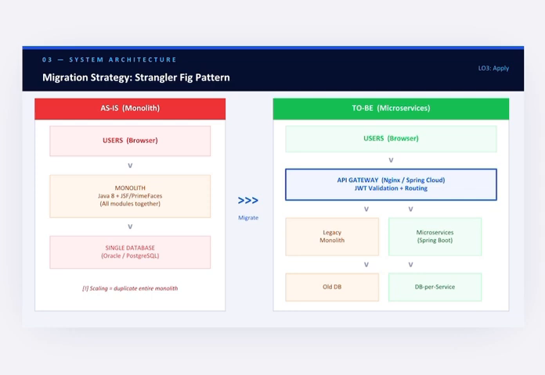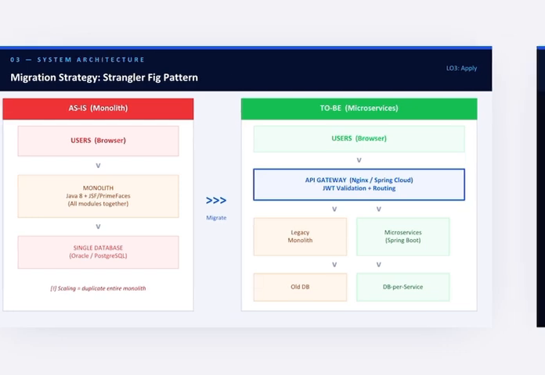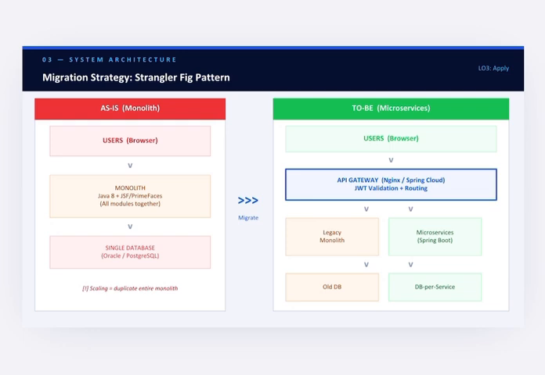An API gateway is introduced as a single entry point. Requests are routed dynamically to microservices if the module is migrated. So over time, the monolith becomes smaller as independent services take over functionality.